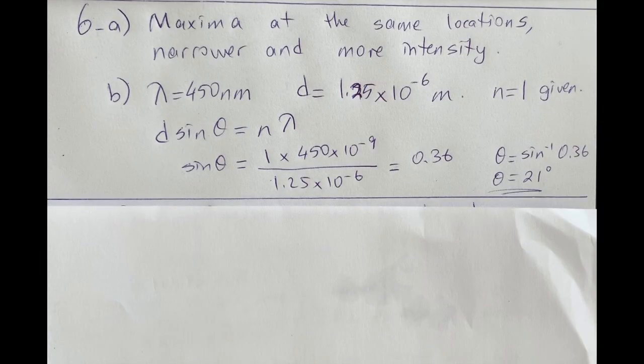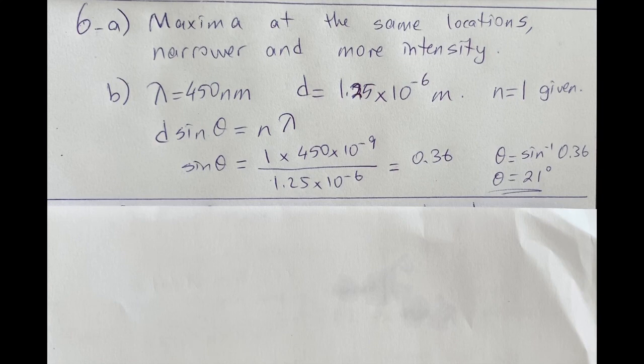Question number 6 gives an intensity pattern formed from two slits of equal width. Part A asks us if the source is incident on many slits of the same width, what would happen to the intensity distribution diagram? Your answer should show maxima at the same locations, and they should be narrower and more intense.